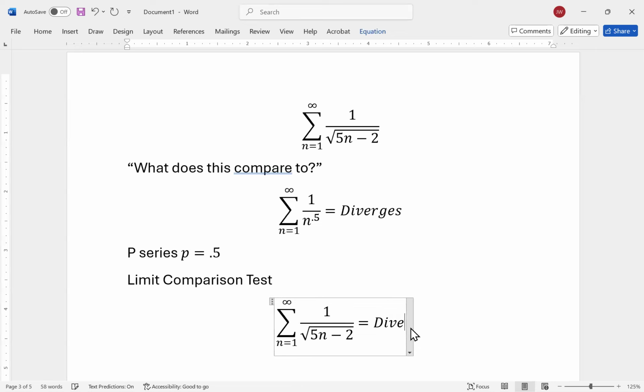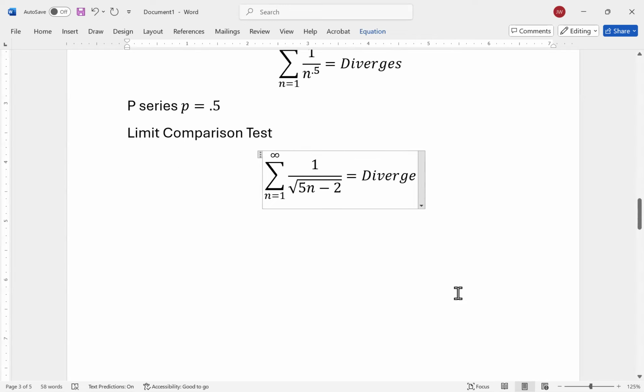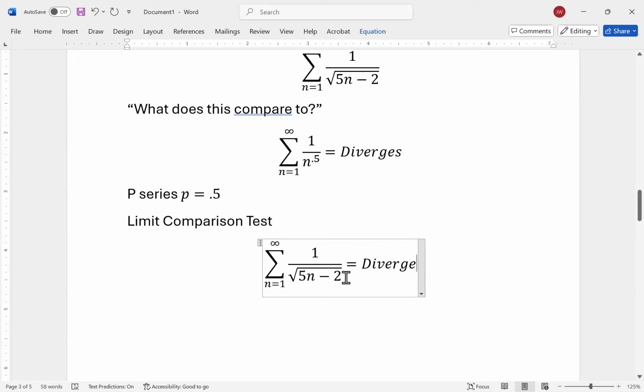Now, we may say, can we be sure that our series has limit comparison to this series? It turns out, yes, we can. If you want to confirm that, then you just actually find the limit of the ratio between the terms as n goes to infinity.